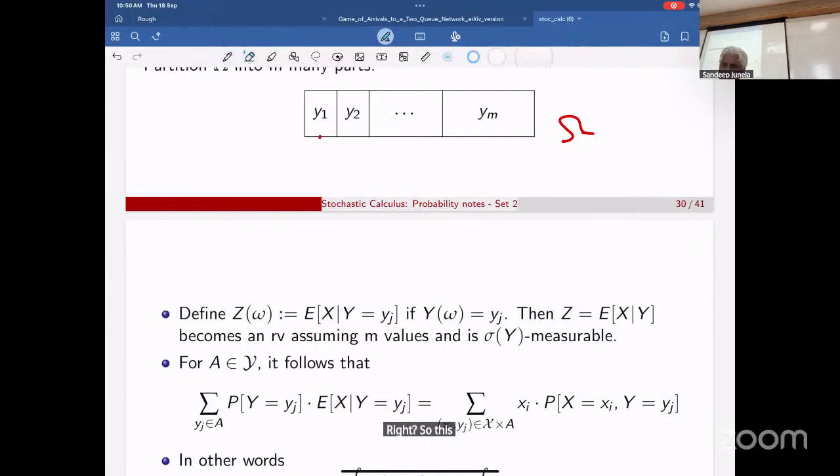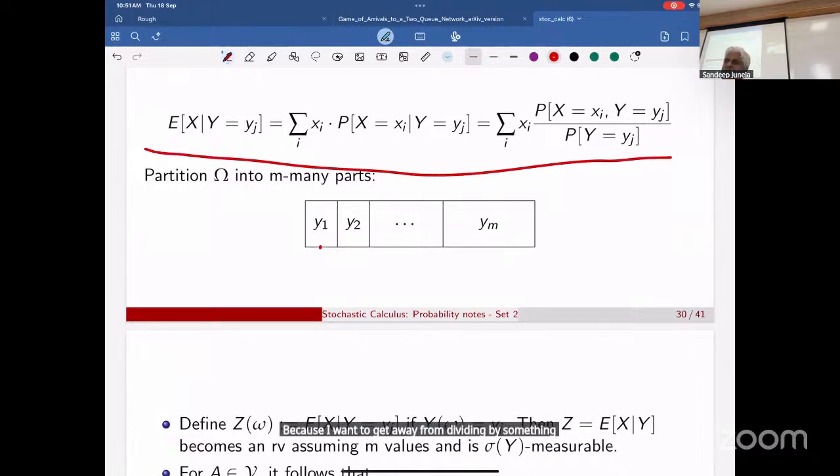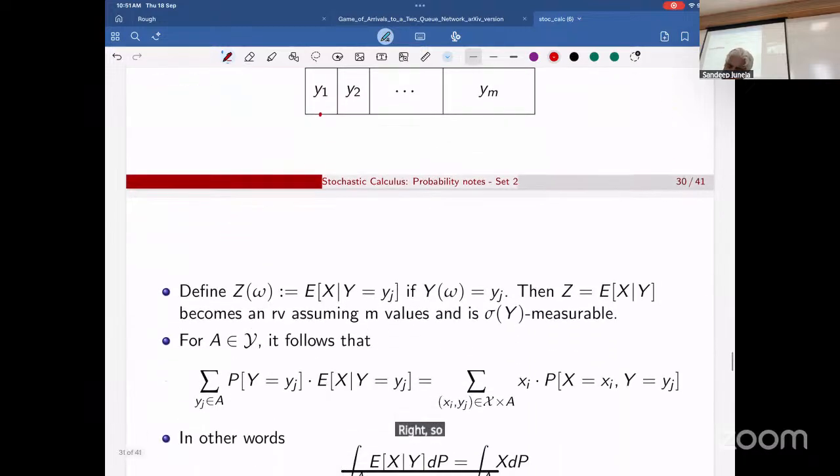So this property we know already of our conditional expectation. So in particular, now you can see from this expression right here, because I want to get away from dividing by something which goes to 0. I'm okay multiplying by things where the product is 0. That's a well-defined operation. So I'll just take this quantity on this side right here, right? So I get probability y equal to yj times this conditional expectation.